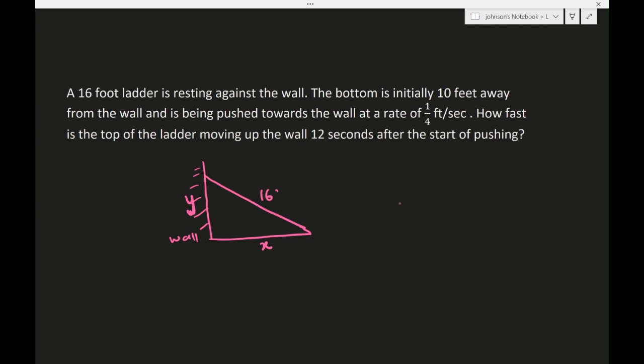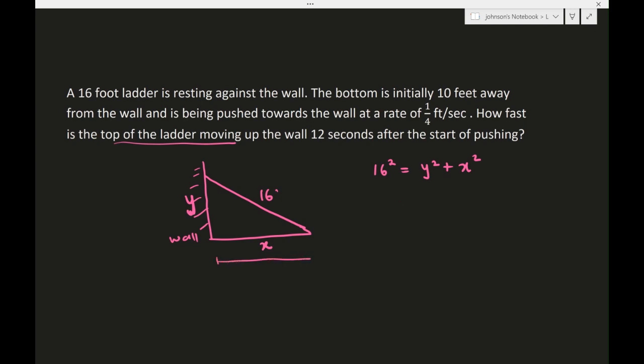So from here, what do we know? We know that at any point, this is always true. By Pythagoras theorem, we always have 16 squared equals y squared plus x squared. This is always true. Now, what are we actually looking for? We're looking for how fast the top of the ladder is moving up the wall 12 seconds after the start of pushing.